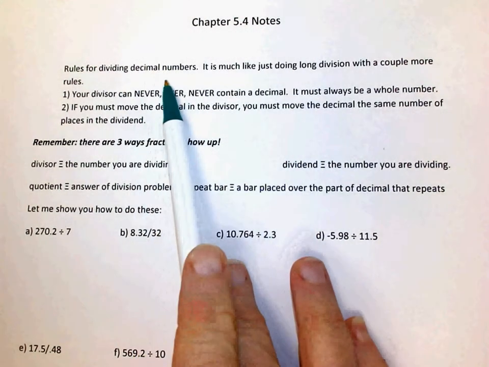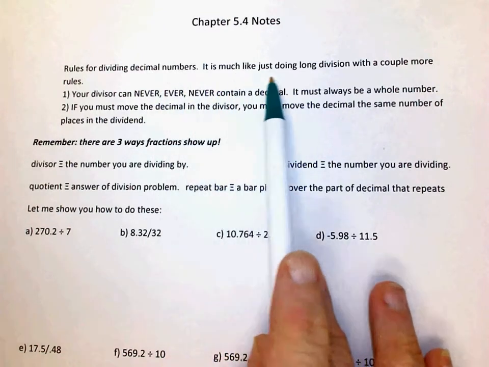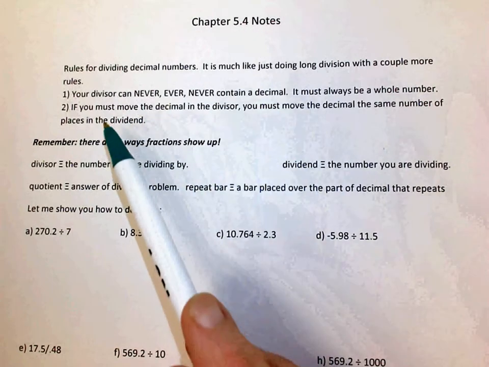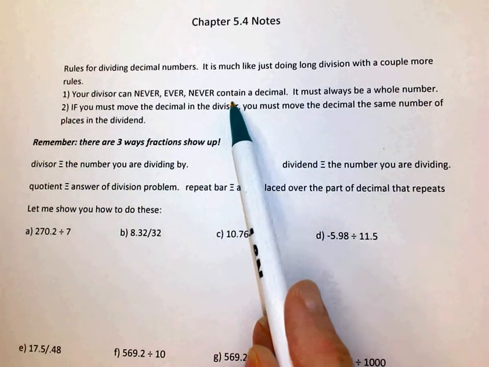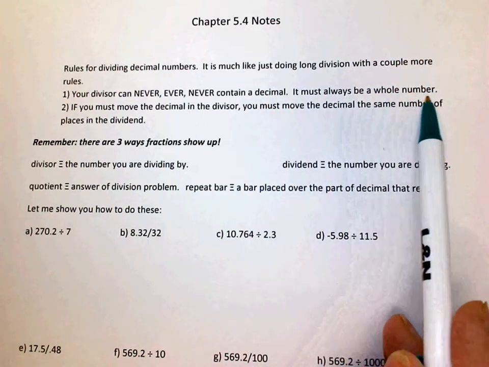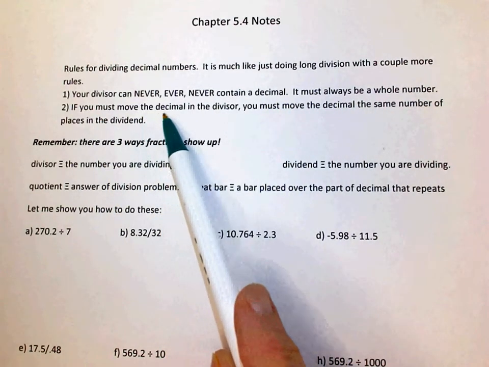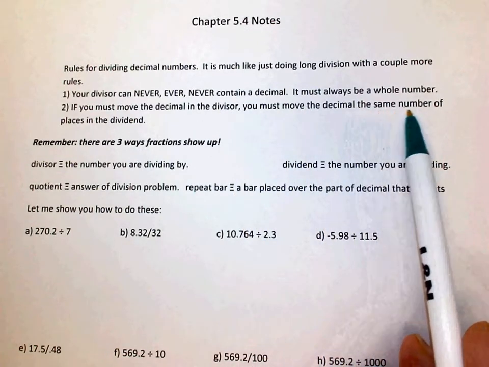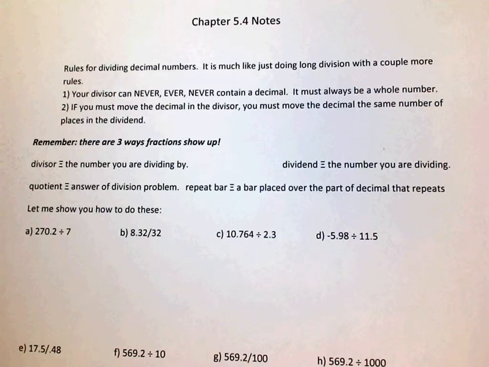The rules for dividing decimal numbers are very much like long division, except there's a couple more rules. Your divisor can never contain a decimal. It must always be a whole number. If you must move the decimal in your divisor, you have to move the decimal the same number of times in your dividend.